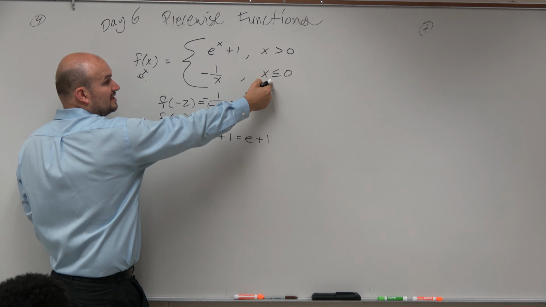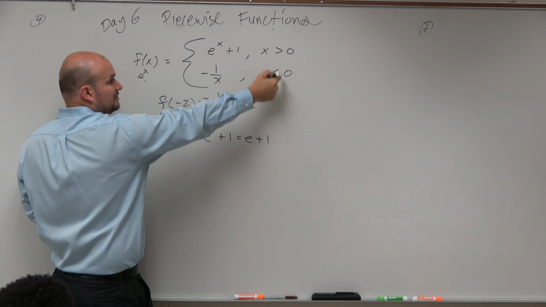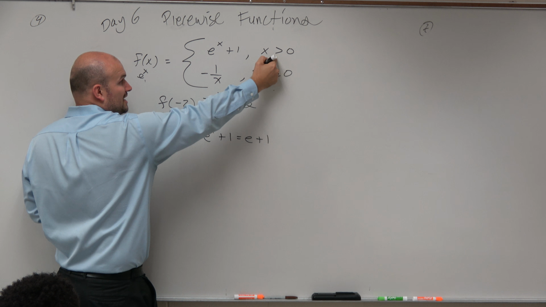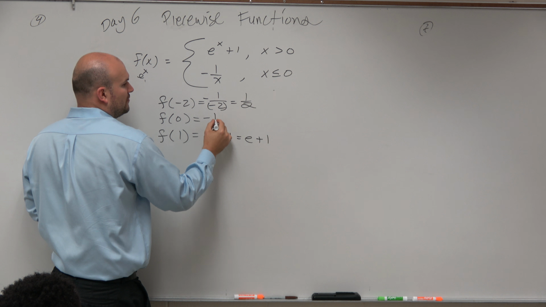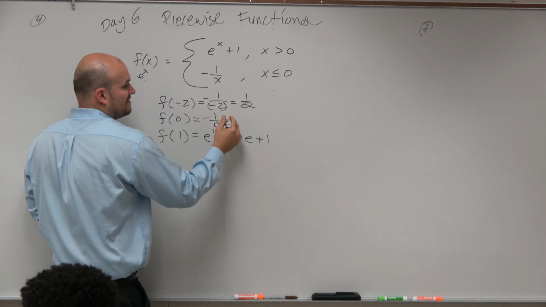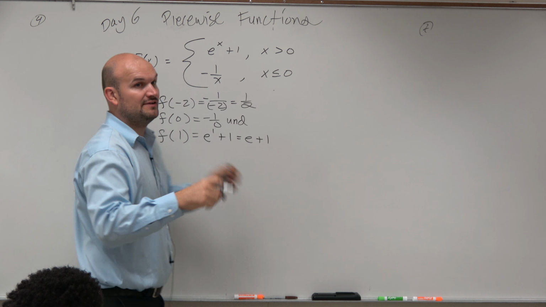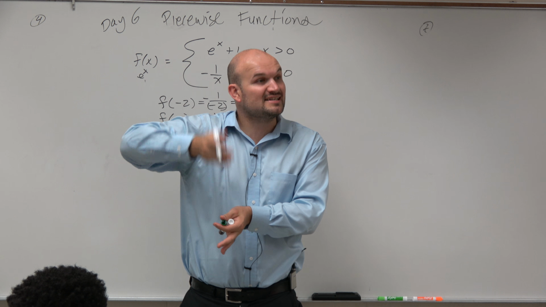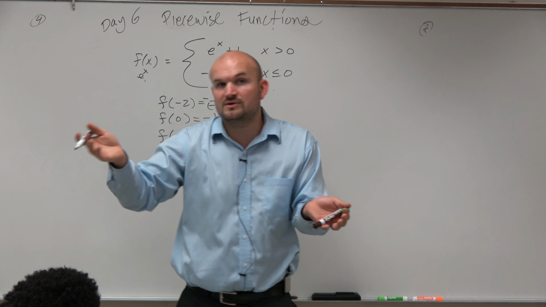F of 0, this is included, that's excluded. Included, excluded, included, excluded. Included means negative 1 over 0, which we know we cannot divide by 0, so that was undefined. And if you guys remember looking at the graph, there was that asymptote and hole there, right? So we know it was undefined.